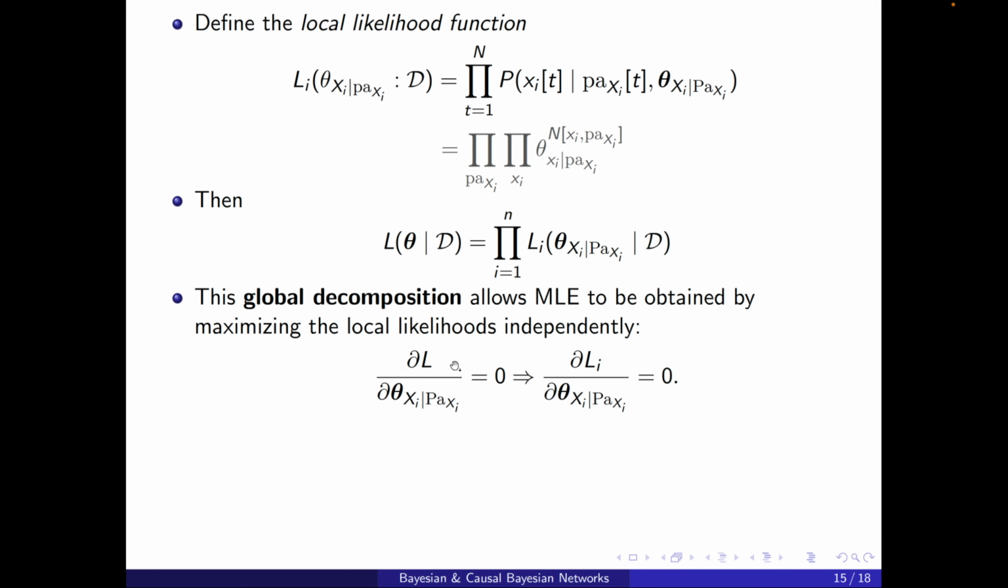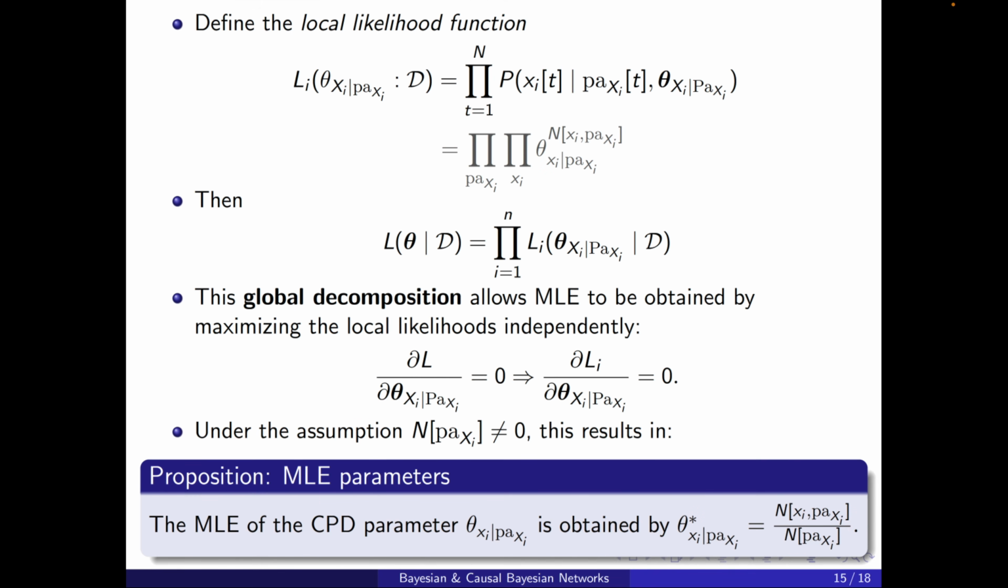So if I want to take the partial derivative of L conditioned on any of these parameters, I don't need to do it on the whole likelihood. I just need to focus on the local likelihood corresponding to that parameter, which you can guess makes all the calculations easy. Similar to what we observed for the COVID and the coin toss problem, we then have this proposition that the MLE of the CPD parameter, theta xi conditioned on parents of xi, which is basically the CPD in the Bayesian network, is obtained by this formula.